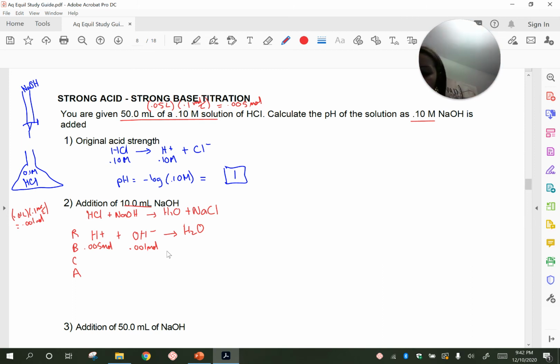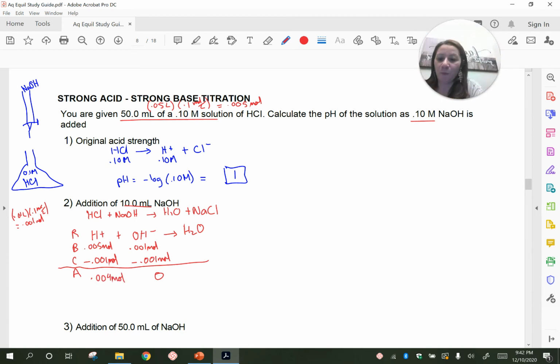So minus 0.001 moles. And same thing for this one, because it's a 1-to-1 ratio, we're also going to use 0.001 moles. So after the reaction is done, I don't have any more hydroxide, and I do have some HCl left over, 0.004 moles. When you're done with your ICE chart, you're going to get moles of what's left. You want to divide by the total volume. That way you get the molarity. So you can use that to find the pH.